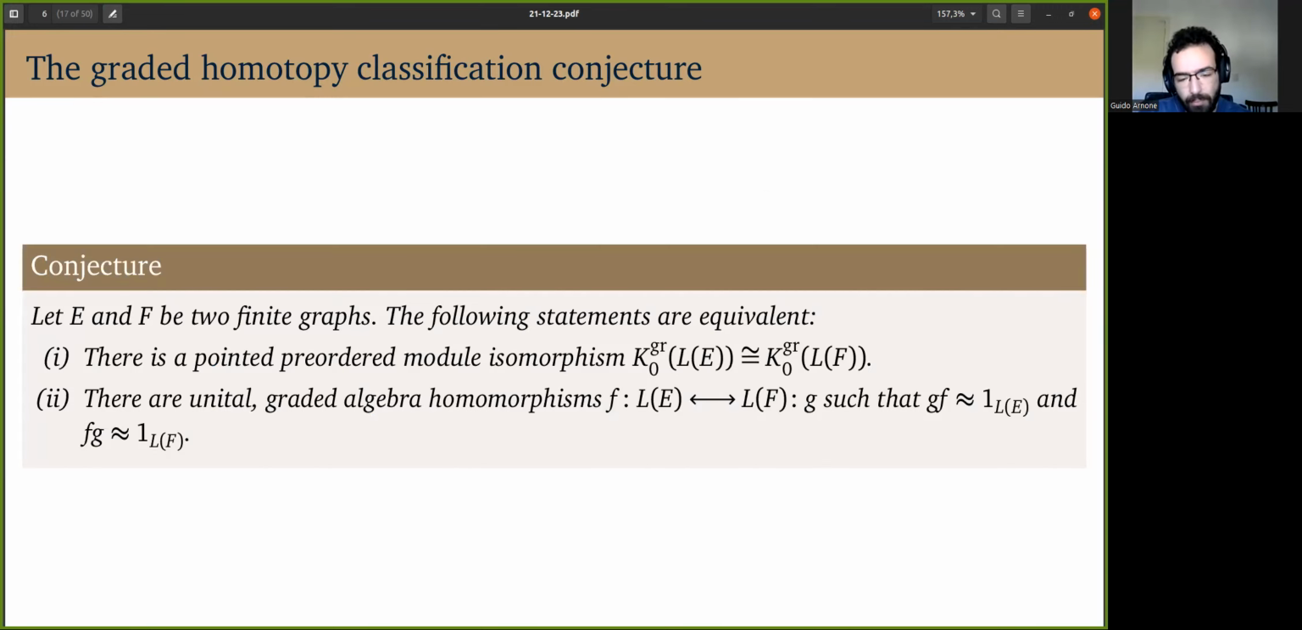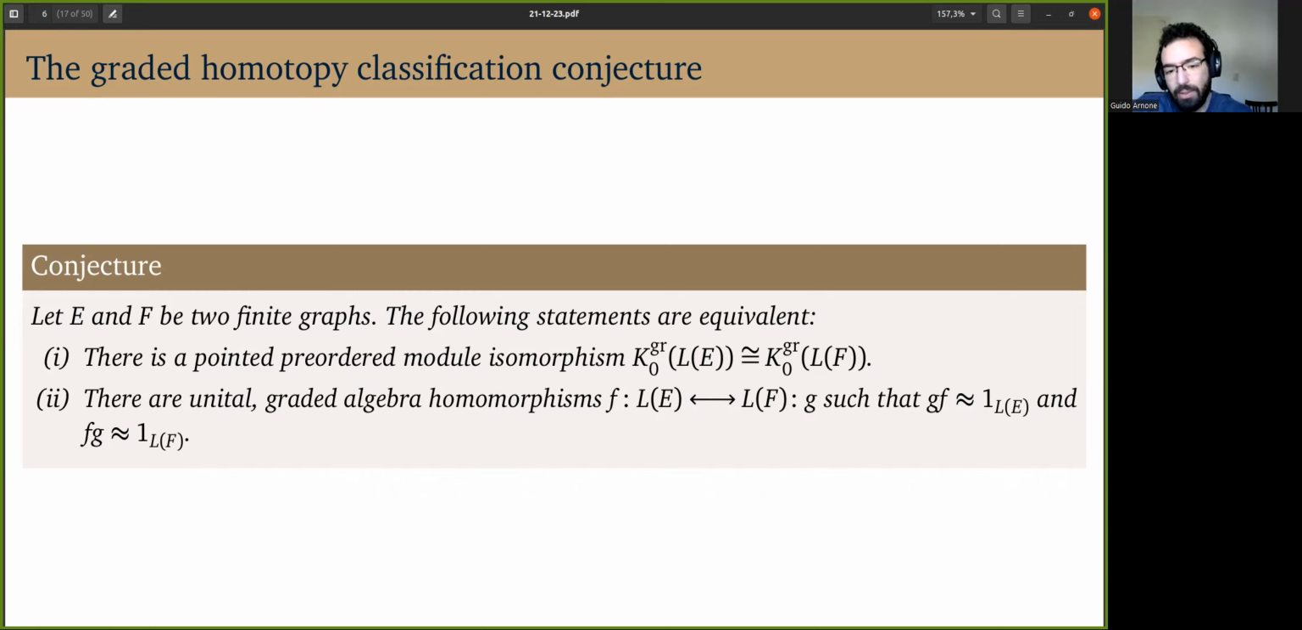Right, so the weakening of the graded classification conjecture can then be stated in this new language as follows. If we have two finite graphs E and F, then the following statements are equivalent. One, there is an isomorphism between these graded Grothendieck groups that preserves all the relevant structure. And two, instead of having isomorphisms between the algebras, we have two maps going both ways, and the compositions are not the identities, but homotopic to identities. Right, so if the original conjecture holds, then this holds.